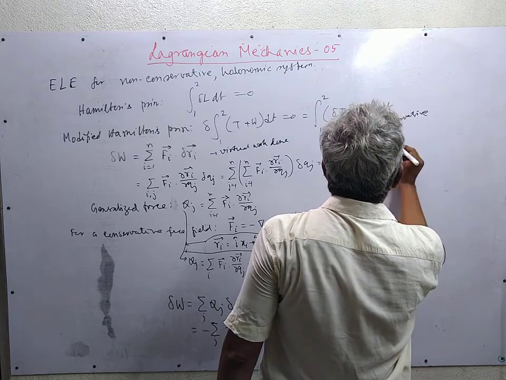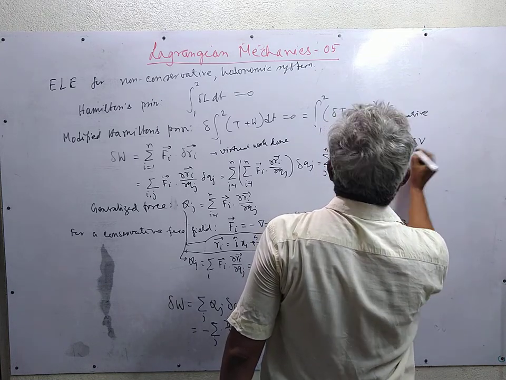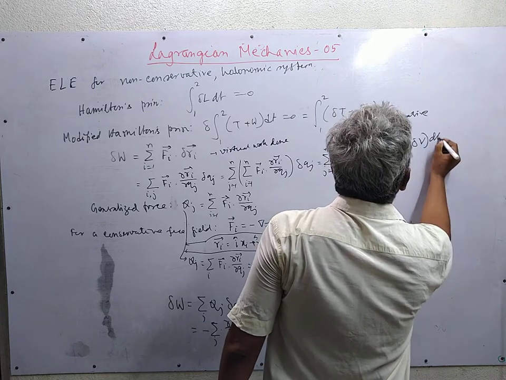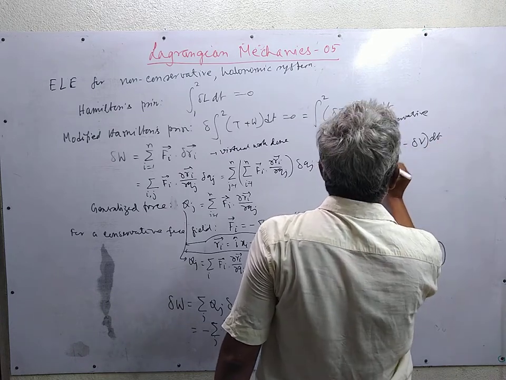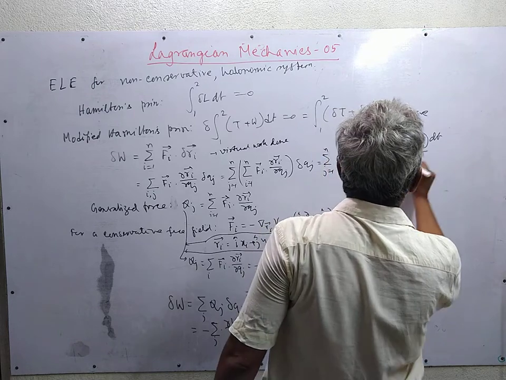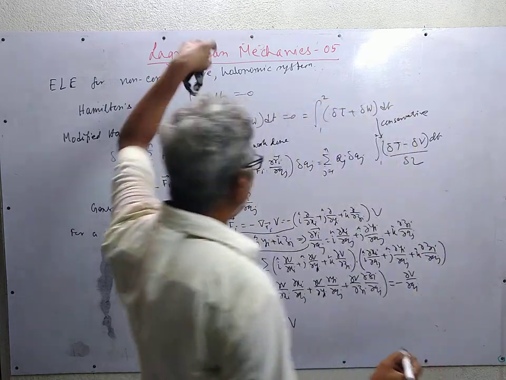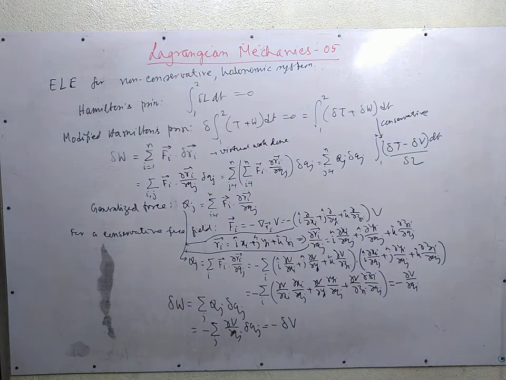So this equation for a conservative system becomes the integral from 1 to 2 of δT minus δV dt, which is nothing but δL, the original Euler-Hamilton's principle. So we see the modified version of Hamilton's principle indeed reduces to the original Hamilton's principle that we have already introduced for a conservative system.